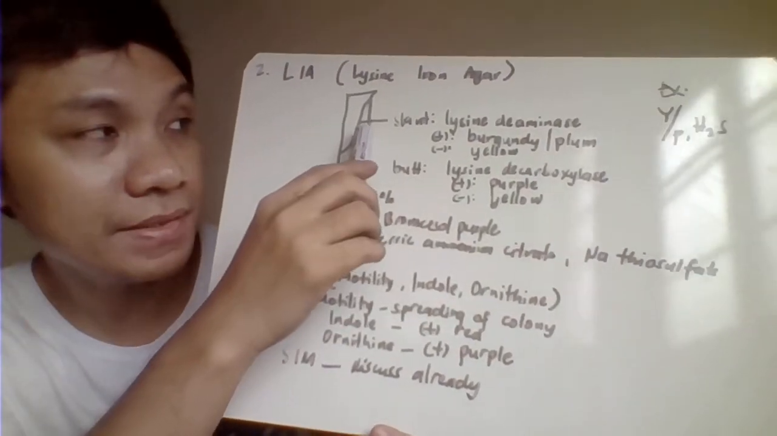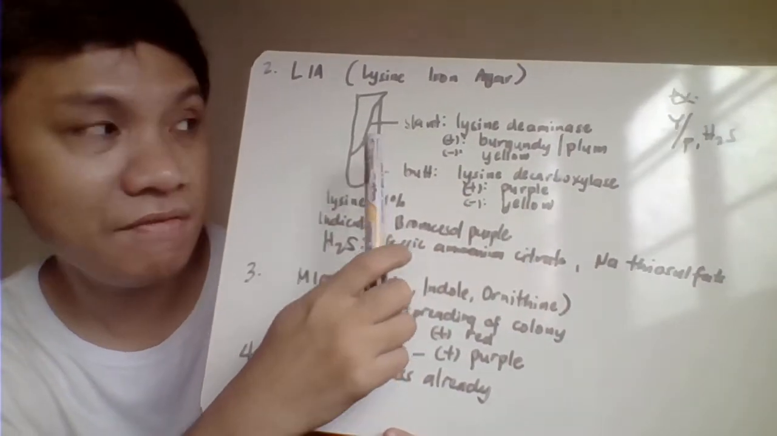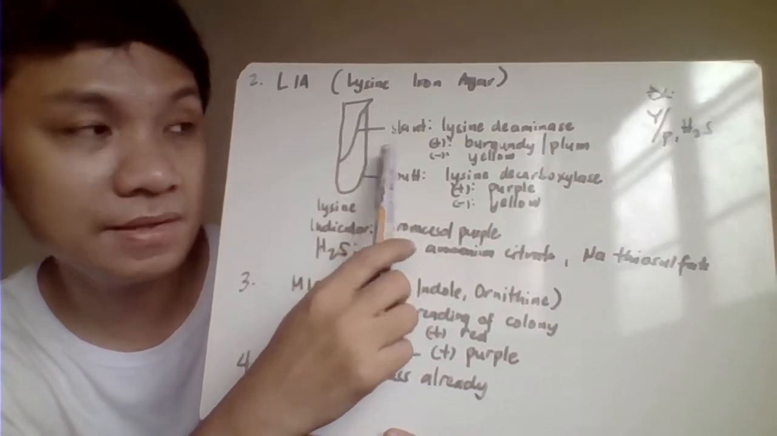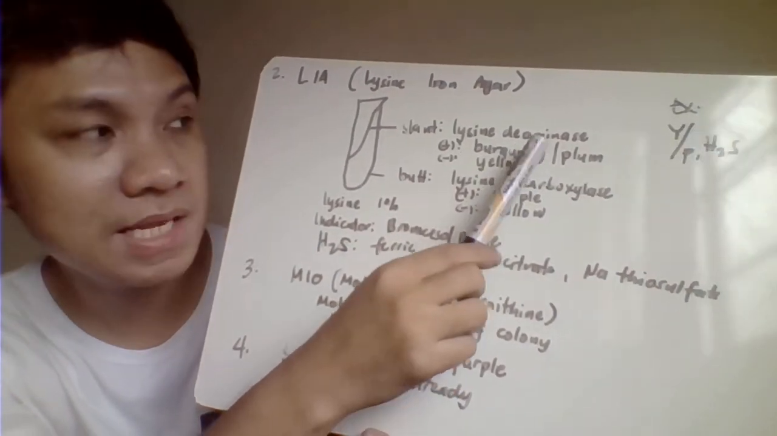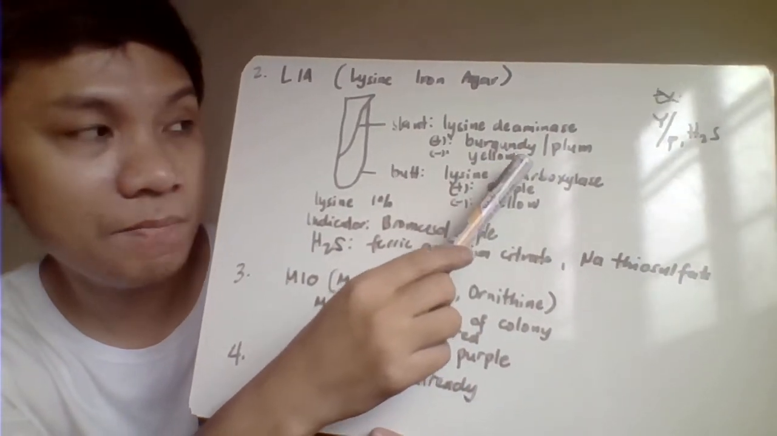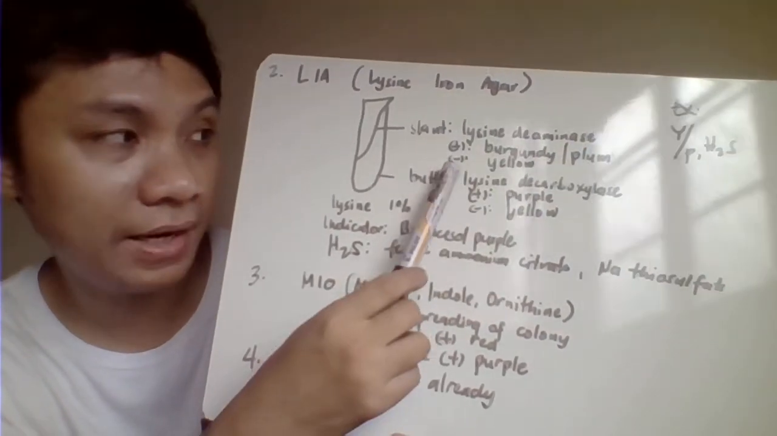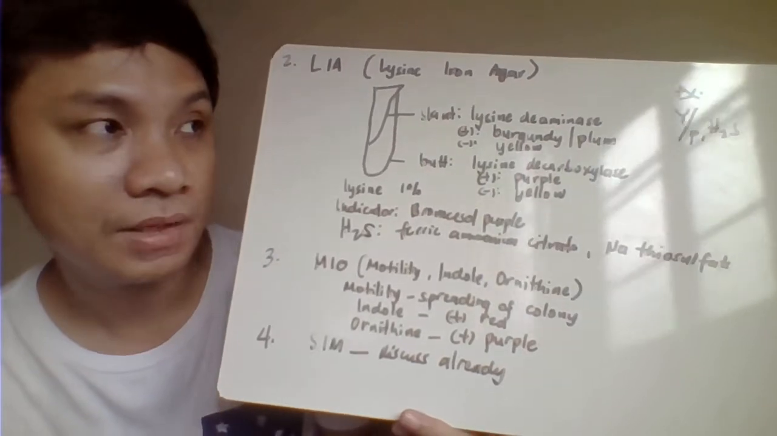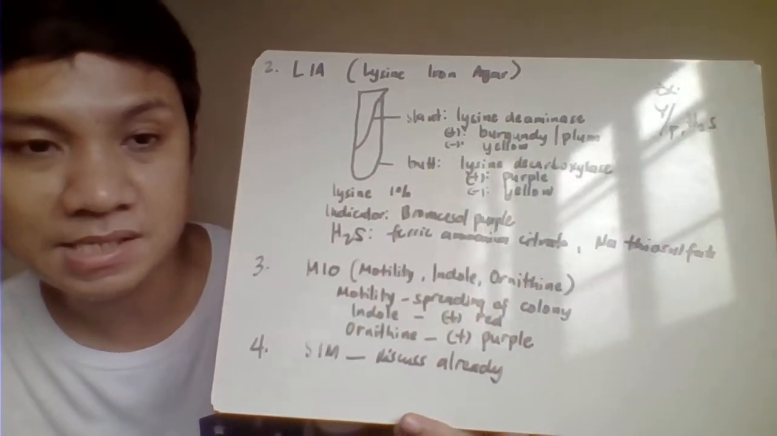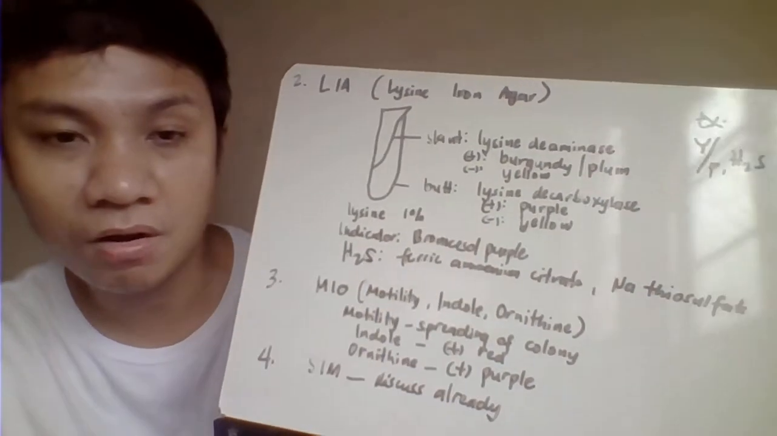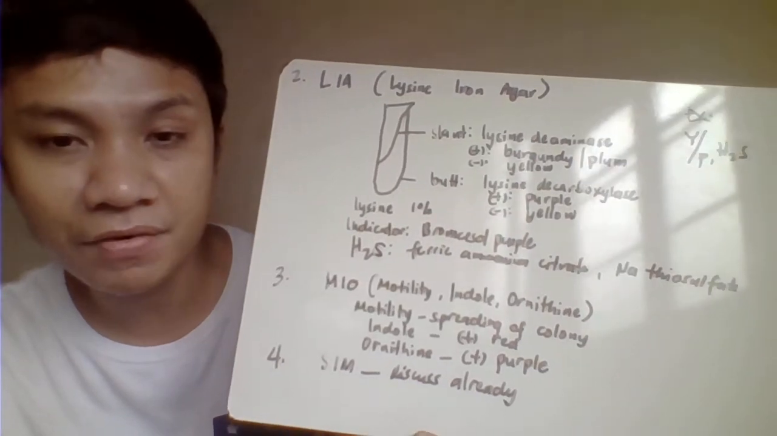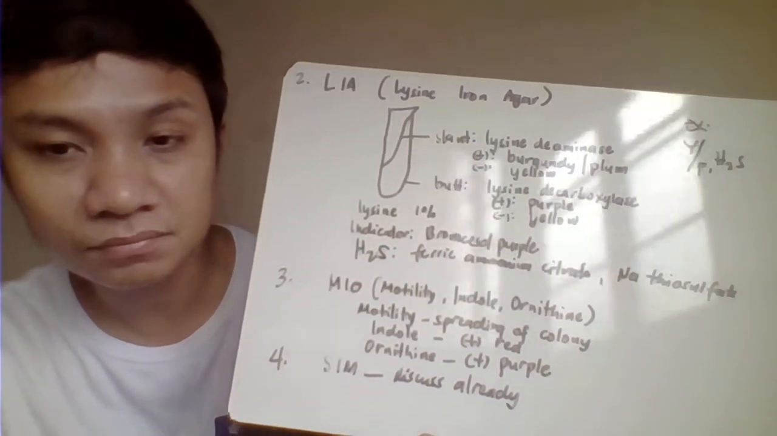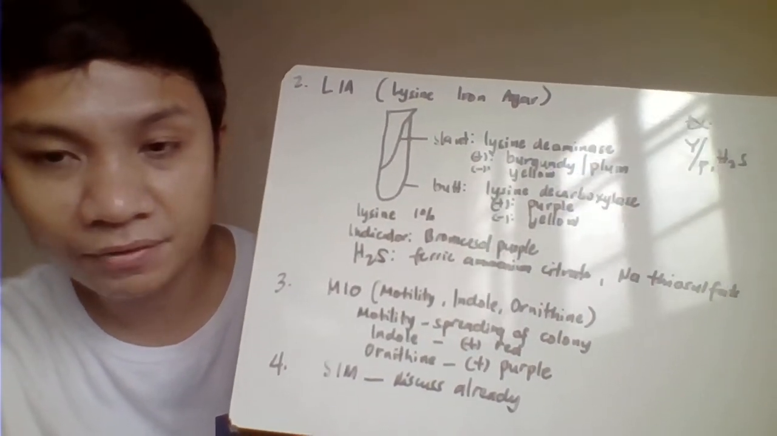The slant, our positive result that would identify your enzyme lysine deaminase is burgundy or plum or red color. Negative is yellow. The butt area would identify the enzyme lysine decarboxylase. That would have a purple color. Negative result for that is also yellow.